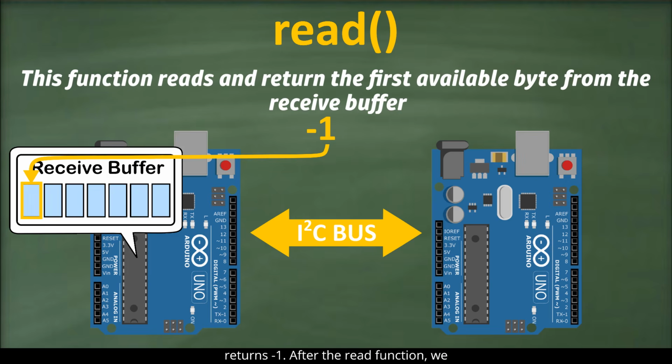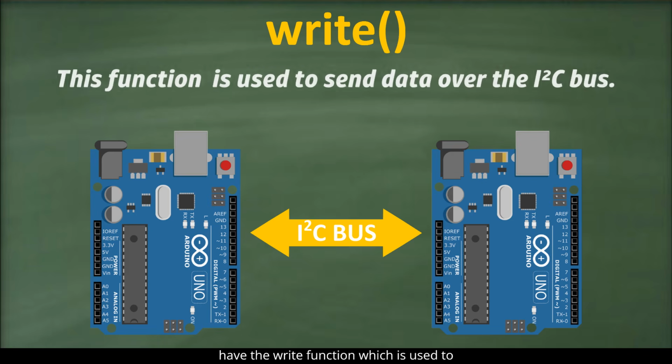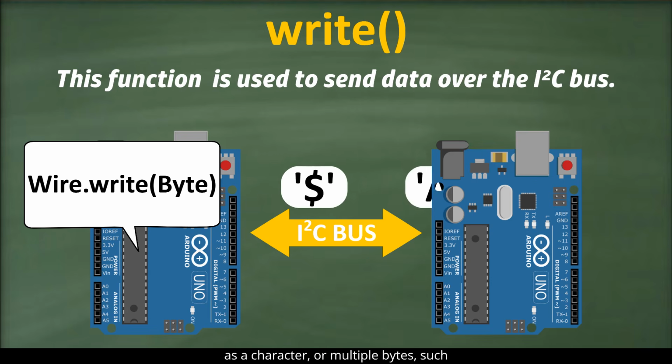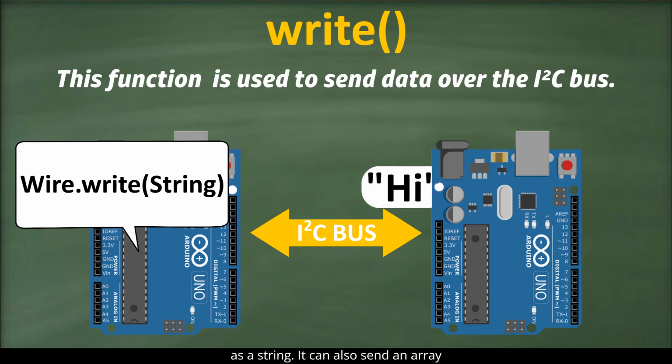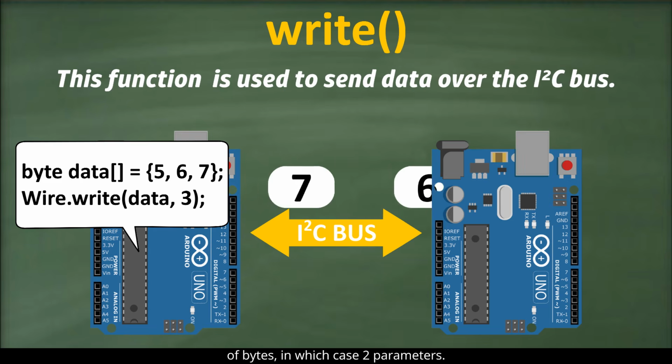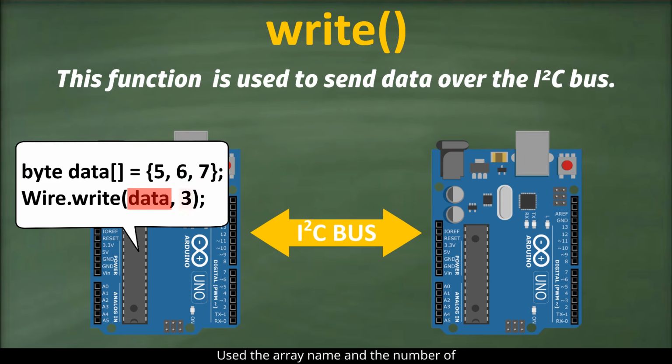After the read function, we have the write function, which is used to send data over the I2C bus. This function can transmit a single byte, such as a character, or multiple bytes, such as a string. It can also send an array of bytes, in which case two parameters are used: the array name and the number of bytes to be transmitted.